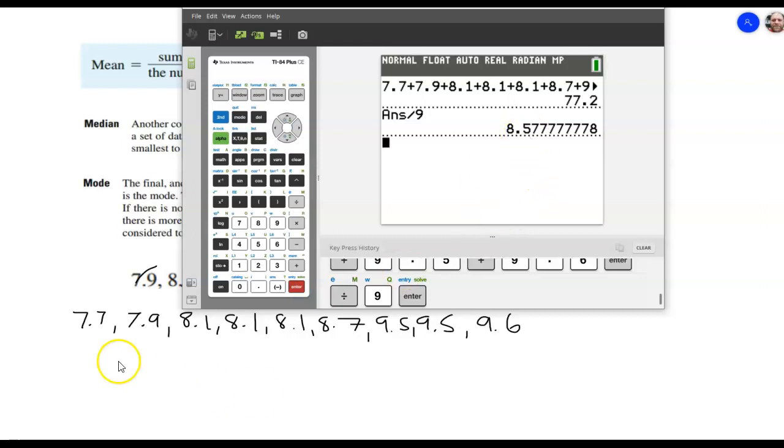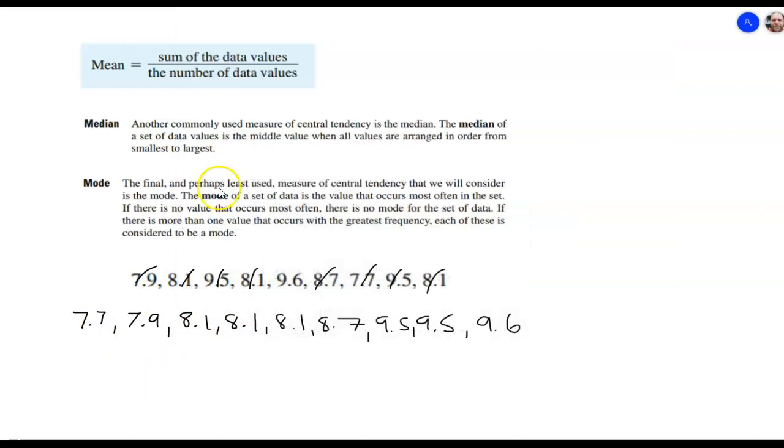And I'm going to go ahead and round this to 1 decimal place. So I'm going to get 8.6. So the mean for this set is equal to 8.6. And notice the mean is right in the middle of these values here.